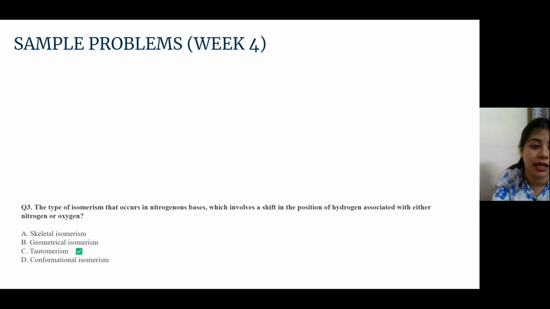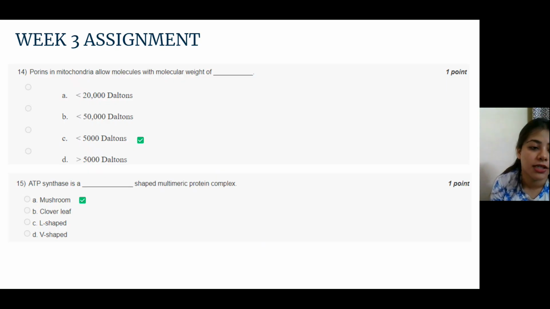And for this week's assignment, the final question was about ATP synthase. So ATP synthase, or F1FO ATPase, is a multimeric protein complex. If you remember the structure, it had an F1 region and an FO region. So altogether, it formed a mushroom structure.